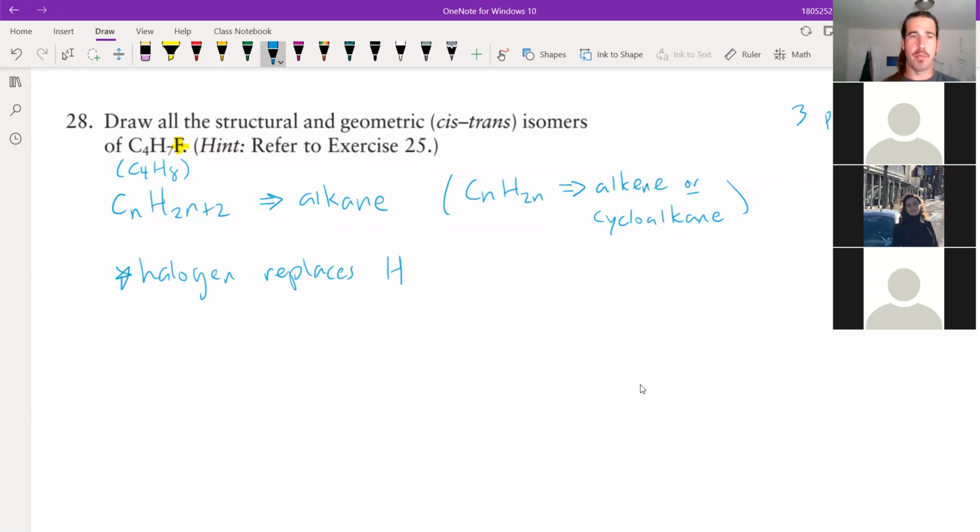One thing to compare that with would be oxygen, where oxygen would not. So you could have something like C4H8O, and you basically disregard that O. This would follow the same formula pattern as that, so that would be like an alkene or a cycloalkane. Halogens, though, don't work the same with the structure.